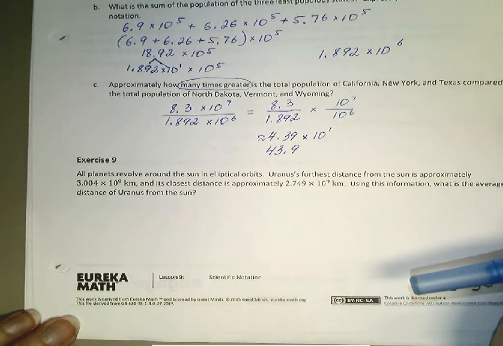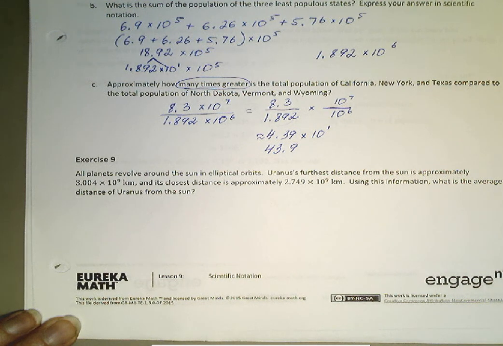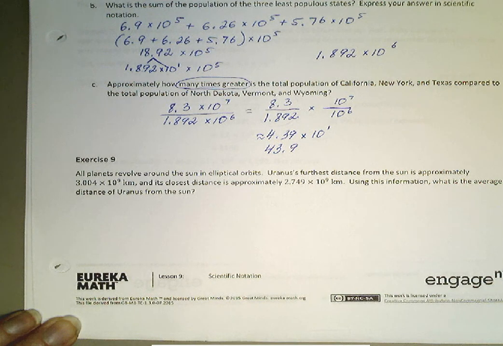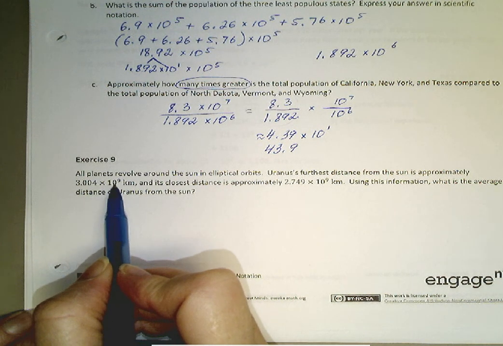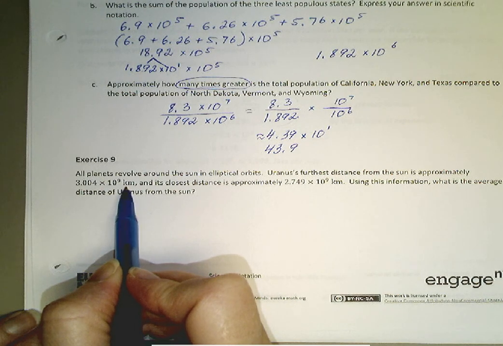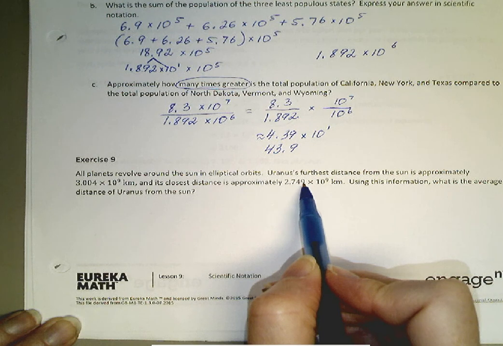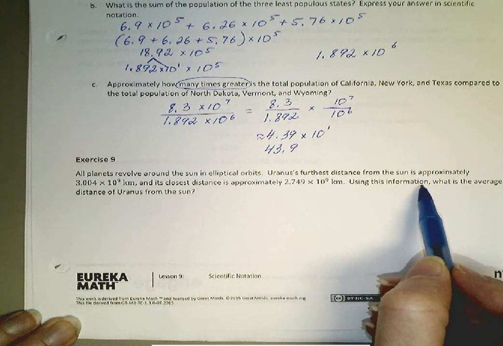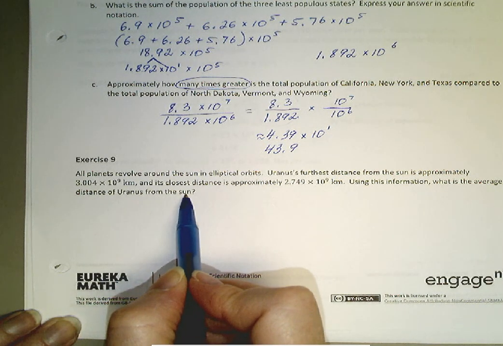I think it's the last exercise here before you get to the problem set. All planets revolve around the Sun in elliptical orbits. Uranus' furthest distance from the Sun is approximately 3 and 4 thousandths times 10 to the ninth kilometers, and its closest distance is approximately 2 and 749 thousandths times 10 to the ninth. Using this information, what is the average distance of Uranus from the Sun?